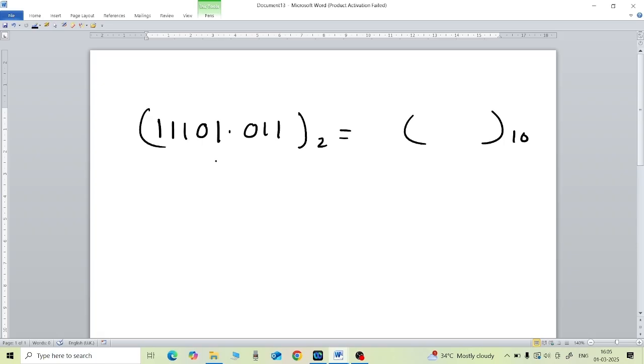So the positional weights we know already. I am writing them again: 2 raised to 0, 2 raised to 1, 2 raised to 2, 2 raised to 3, 2 raised to 4, 2 raised to minus 1, 2 raised to minus 2, 2 raised to minus 3. So first we will take the integer portion.